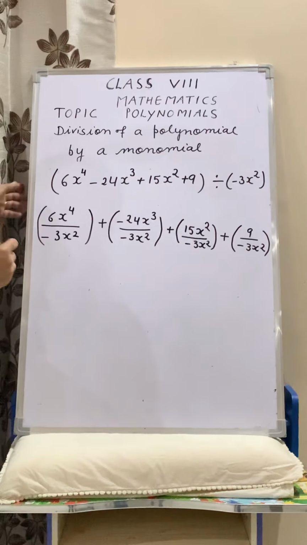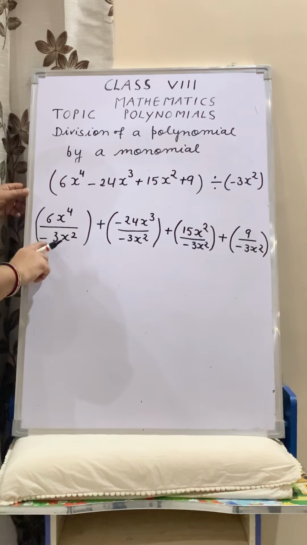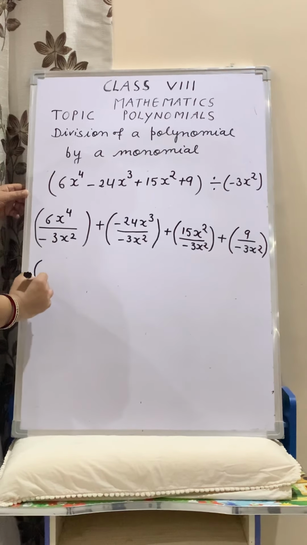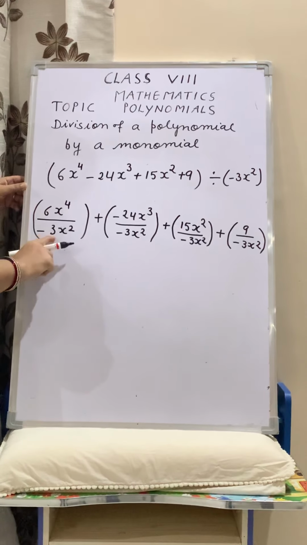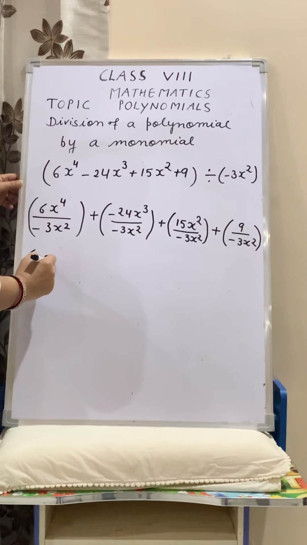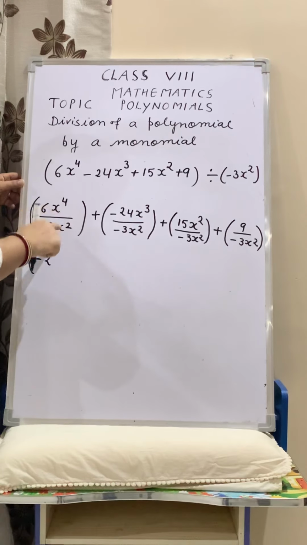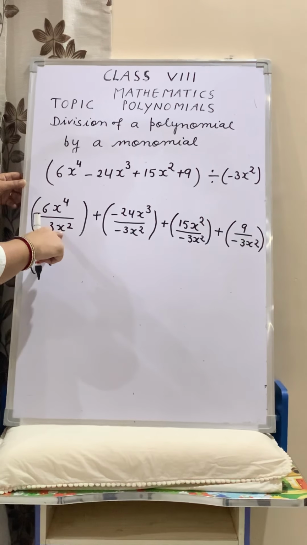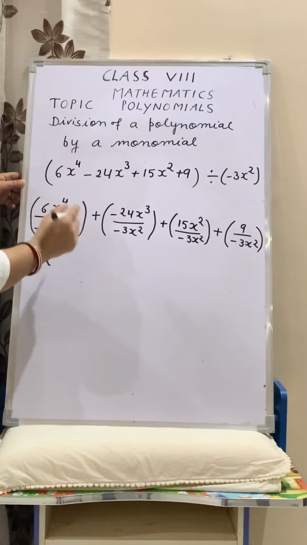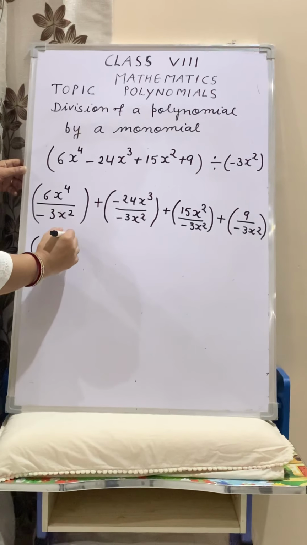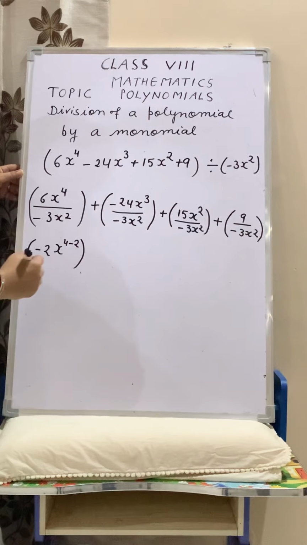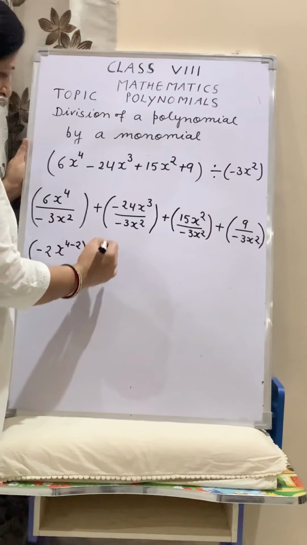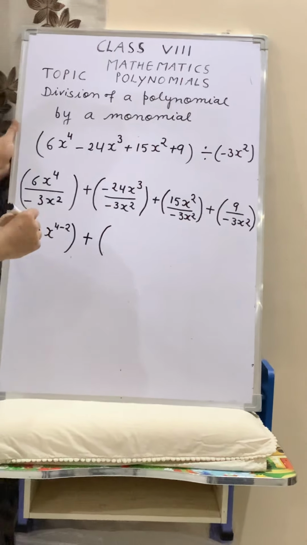Now we will solve. Plus divided by minus, the answer will be negative. 6 divided by 3, it is 2. X raised to power 4 divided by x raised to power 2, the bases are the same, so the powers will be subtracted. X raised to power 4 minus 2, plus. Now we will solve the second bracket.